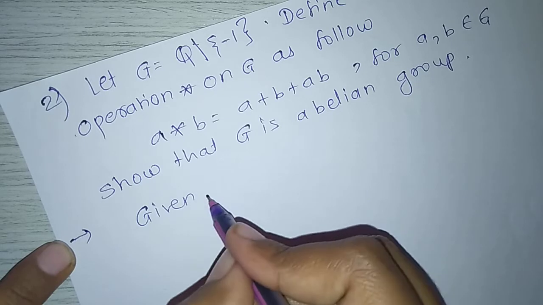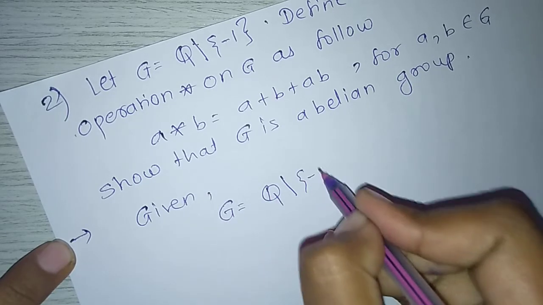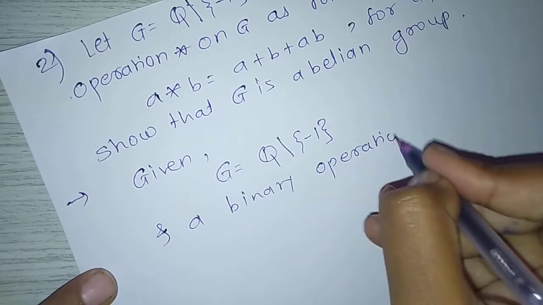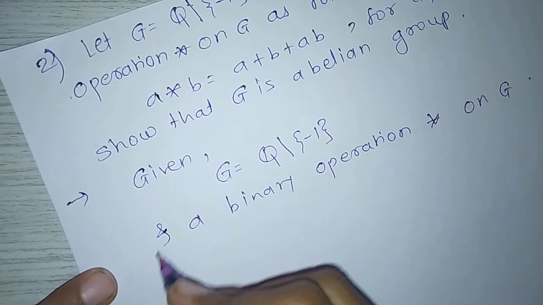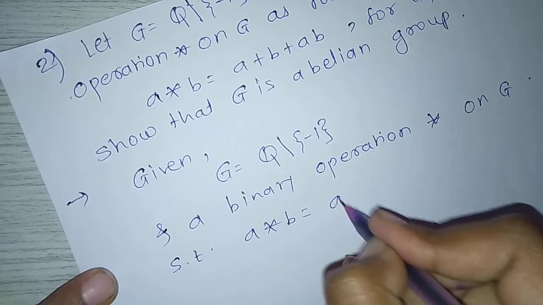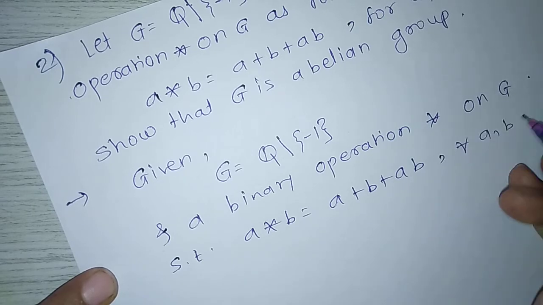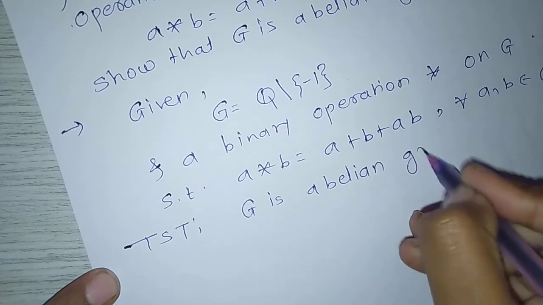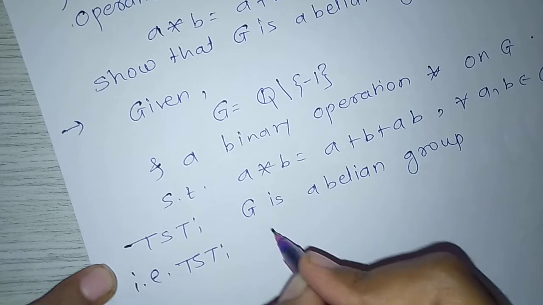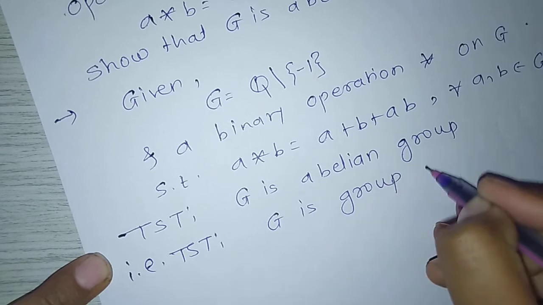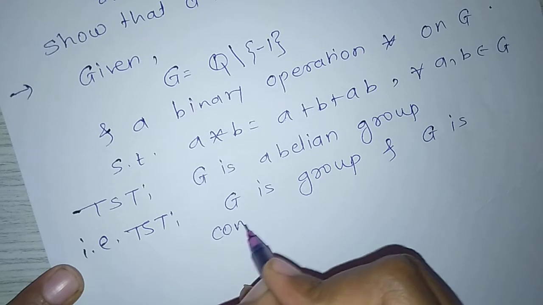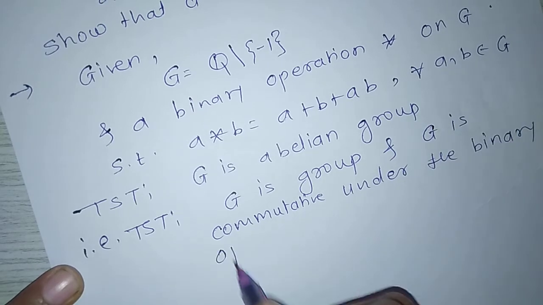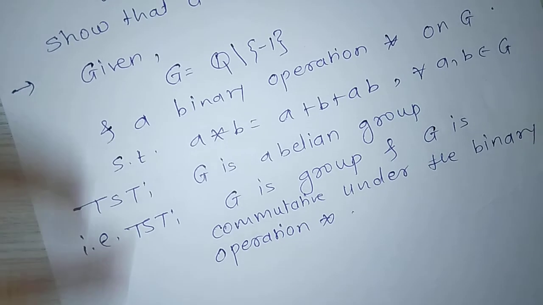Given G equal to the set Q but does not contain minus 1, and a binary operation star on G such that A star B equals A plus B plus AB for all A, B belong to G. To show that G is an abelian group, that is to show that first G is a group and G is commutative under the binary operation star. First check the associativity.